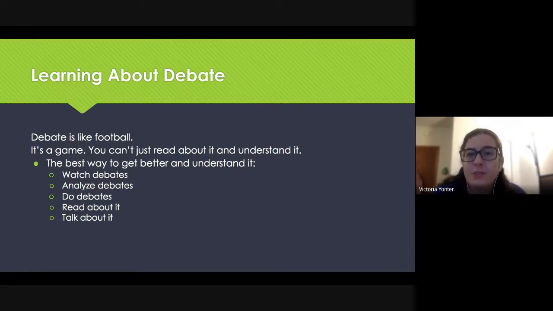And watch more debates. If you're at a tournament and you're not judging, go watch debates. Watch your students. Watch a varsity round. Learn more about debate. You watch debate. You analyze debates. You do debates. You read about debate. You talk about debate. You talk with other coaches. Talk about it with your students. After watching a debate at a tournament, go talk to them about it. What was good? What was bad?